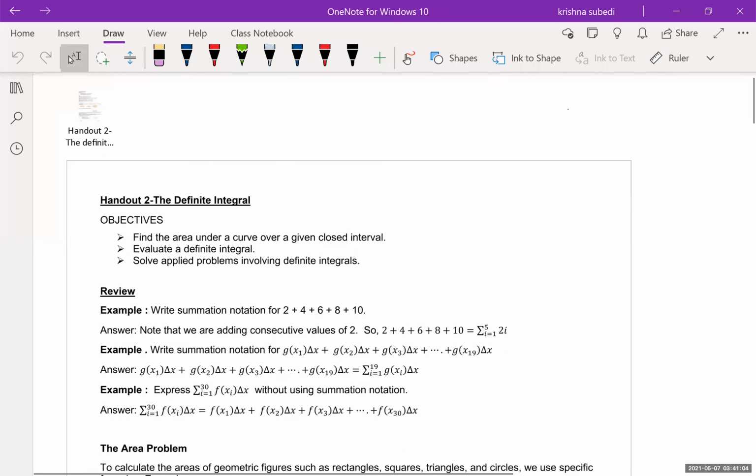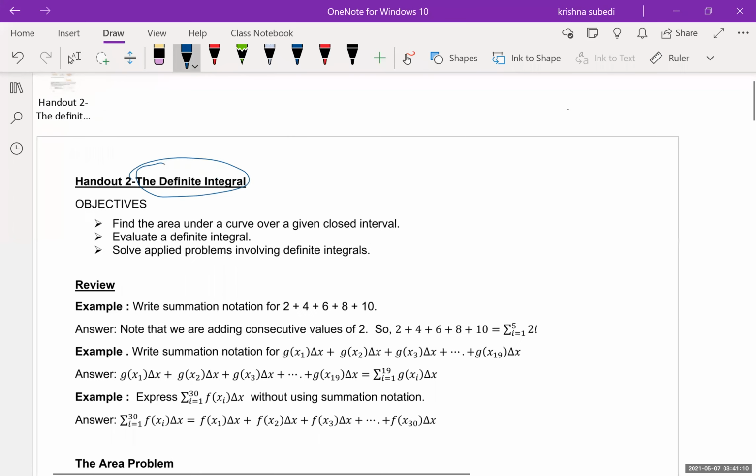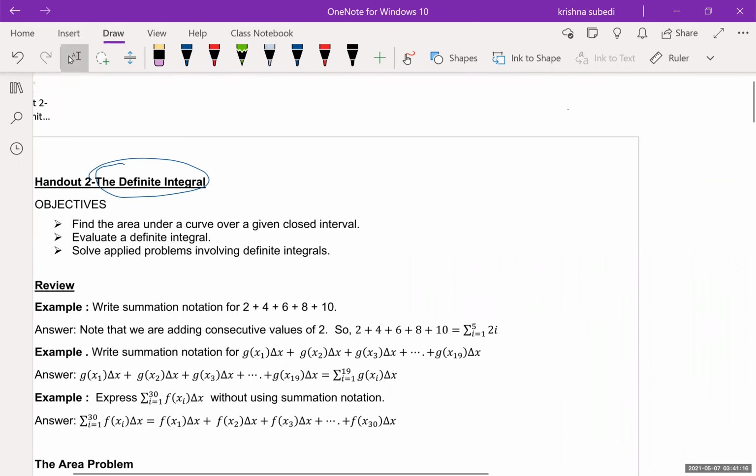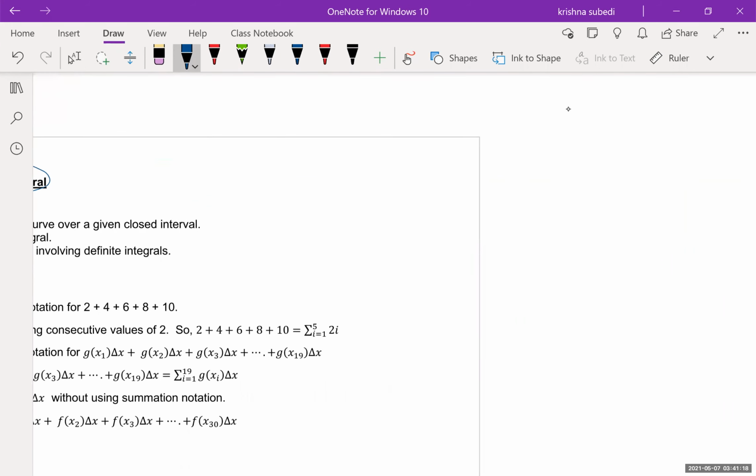So today we'll focus our attention on definite integrals. In our last class, we learned how to deal with indefinite integrals, antiderivatives. Okay, let us recall. In our last class, what we did was antiderivatives, or indefinite integrals.